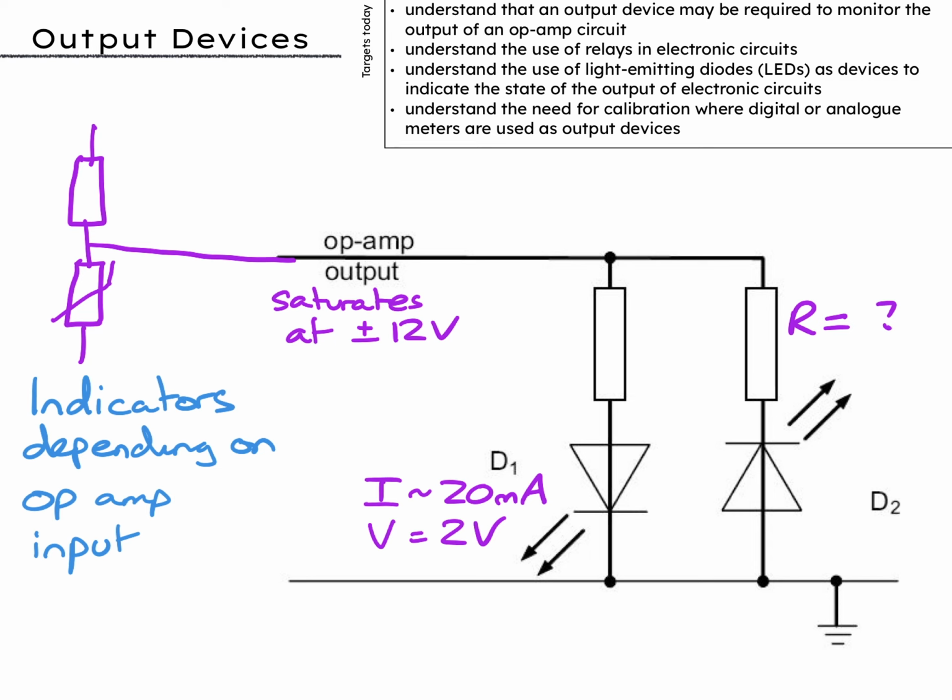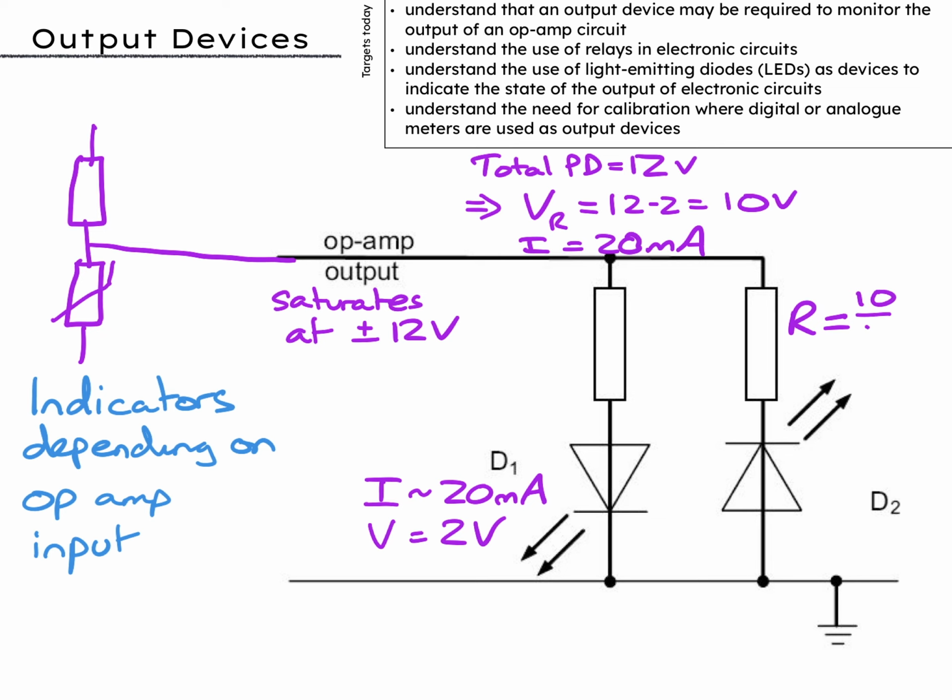Okay, hit pause. The total PD is 12 volts. The LED will take 2 of those, so the PD across the resistor should be 10 volts. The current should be 20 milliamps, which makes the resistance 10 over 0.02 equals 500 ohms.